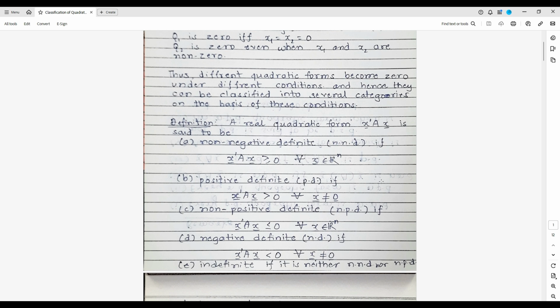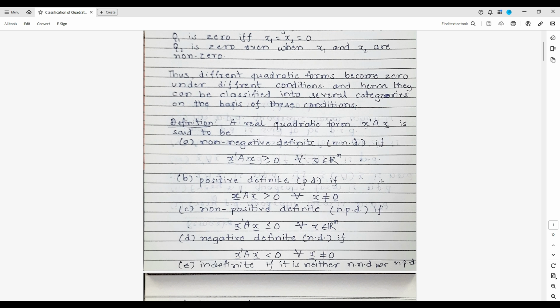So even if the entire x lies in the negative domain, say each value in the vector x, that is x1, x2, xn, even if you take all of them to be negative, still x prime Ax is going to be greater than 0. So this means that the quadratic form will be positive definite always, or alternatively we can say that the quadratic form is positive definite.